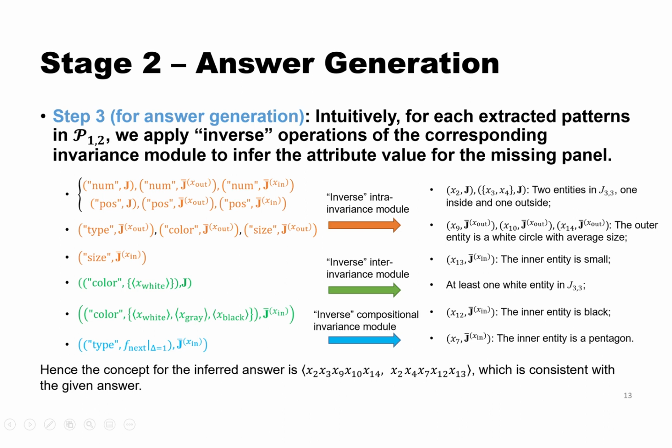From the following 2 inter-invariance patterns with respect to color, we can infer that there is at least one white entity in J33, and the inner entity must be black. From the last compositional invariance pattern, we can compute that the type value of the inner entity is pentagon. As a result, the concept for the inferred answer is given below, which is consistent with the given answer.